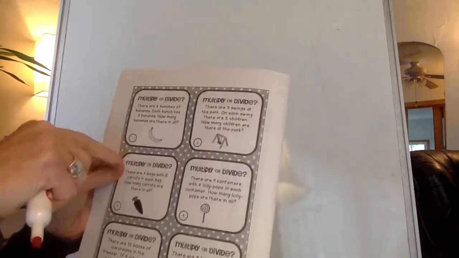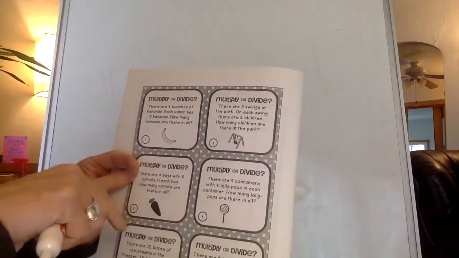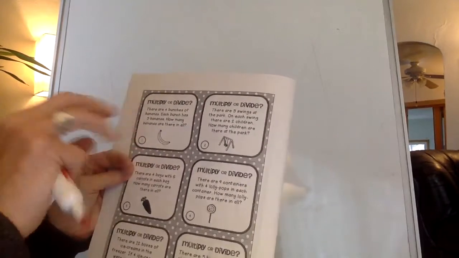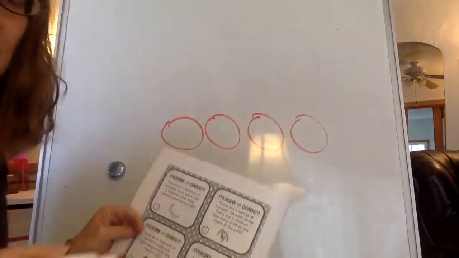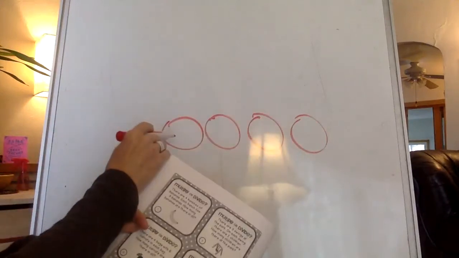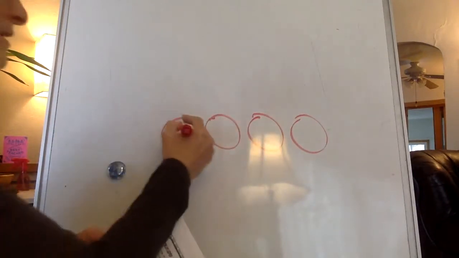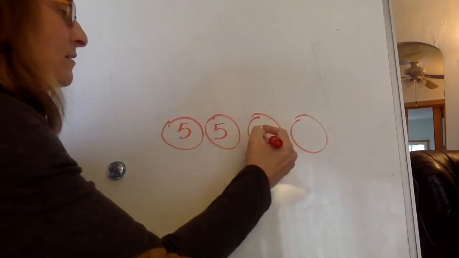So if there's 4 bunches, and that doesn't mean that you have to actually draw all the bananas. You can use a symbol, or you can just draw groups. 4 bunches. So here's my bunches. Just pretend those are bunches of bananas. And each one of those bunches, you've got 5 bananas.